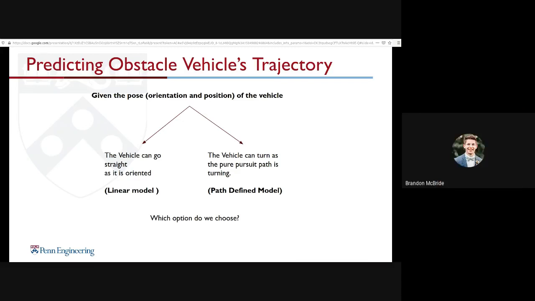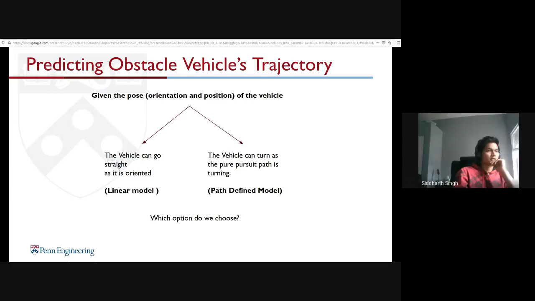The pure pursuit one seems to be a little bit more intelligent than just the linear model. Okay. But the linear model seems more general than pure pursuit, like if it was something outside of this class. That's true too.